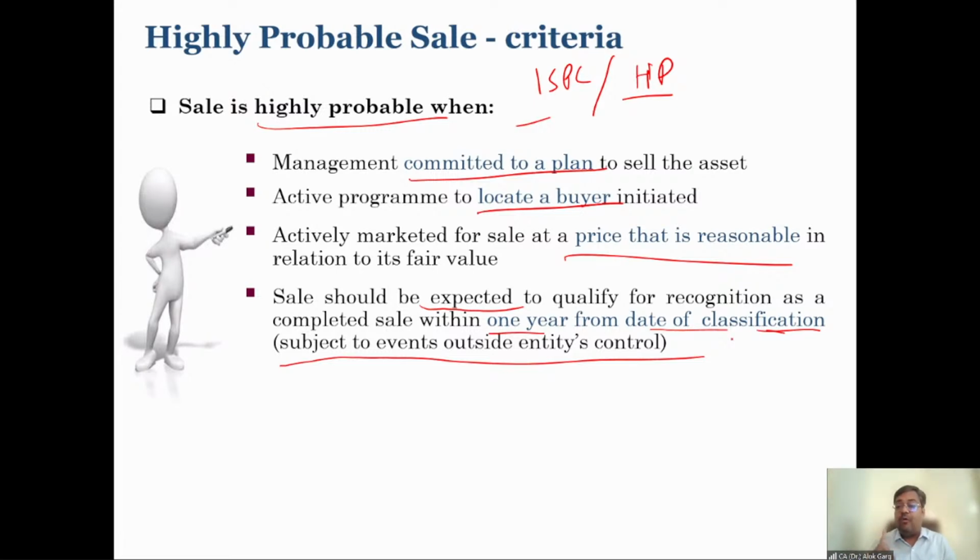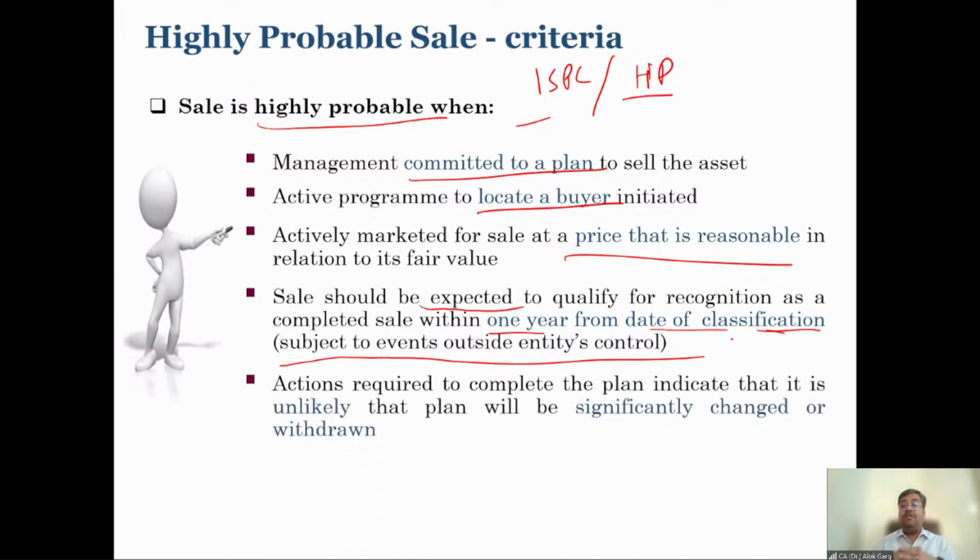So there is a 1 year rule. What is the 1 year rule? It is expected that the sale will happen at least within 1 year from the date of classification as held for sale, right? And the fifth condition is that the actions required to complete the plan indicate that it is unlikely that the plan will significantly change or be withdrawn. The management has reached such an advanced stage that it is unlikely that the plan will change or be withdrawn. Right?